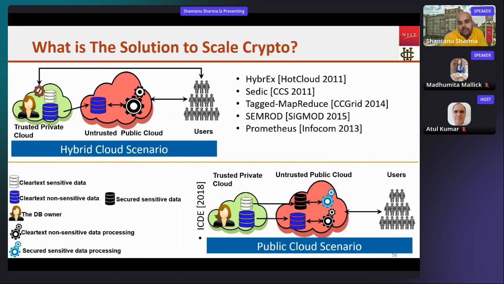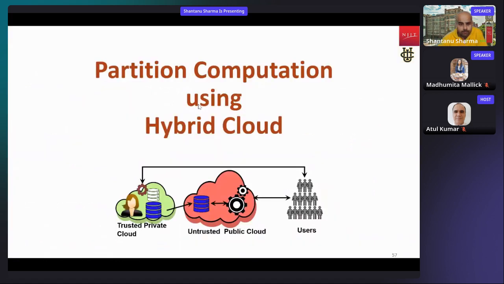Another category is the public cloud, where we outsource non-sensitive data in clear text to the public cloud, and we outsource sensitive data in an encrypted manner to the public cloud. In this way, you can see the small data set in the black color, the encrypted data or the secret shared data, and the clear text data for processing over the public cloud. So this is the public cloud setting that keeps both types of data sets.